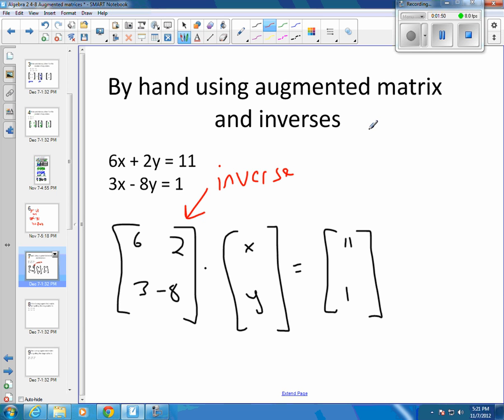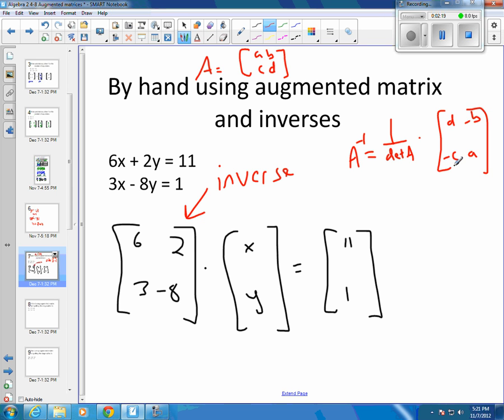So we need to remember what we did last chapter, or last section. The inverse of A is equal to 1 over the determinant of A times, and if A was equal to A, B, C, D, right, then we flop the A and the D, so that's D and A, and these stayed the same, and you just changed the sign on them. So that was our formula. So now we've got to do that to this 6, 2, 3, -8.